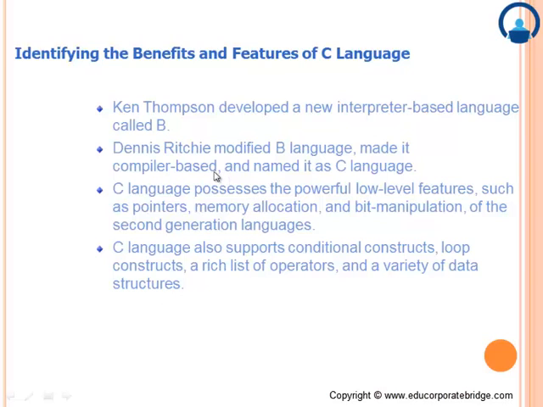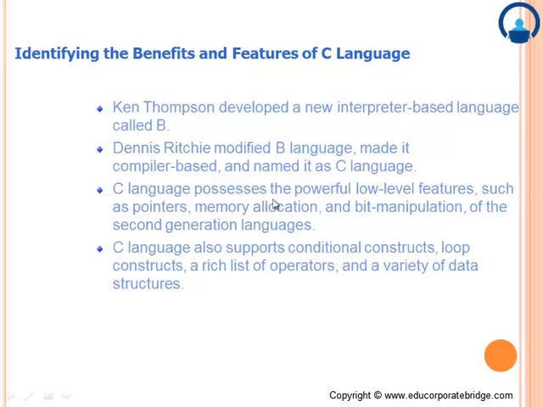So Thompson and Dennis Ritchie created the B language, and later on it had some performance drawbacks. So they gave some advancements to the language B, and you can say they created a new language out of the B language. They named it the C language, which is a compiler-based language, whereas the language B was interpreter-based.